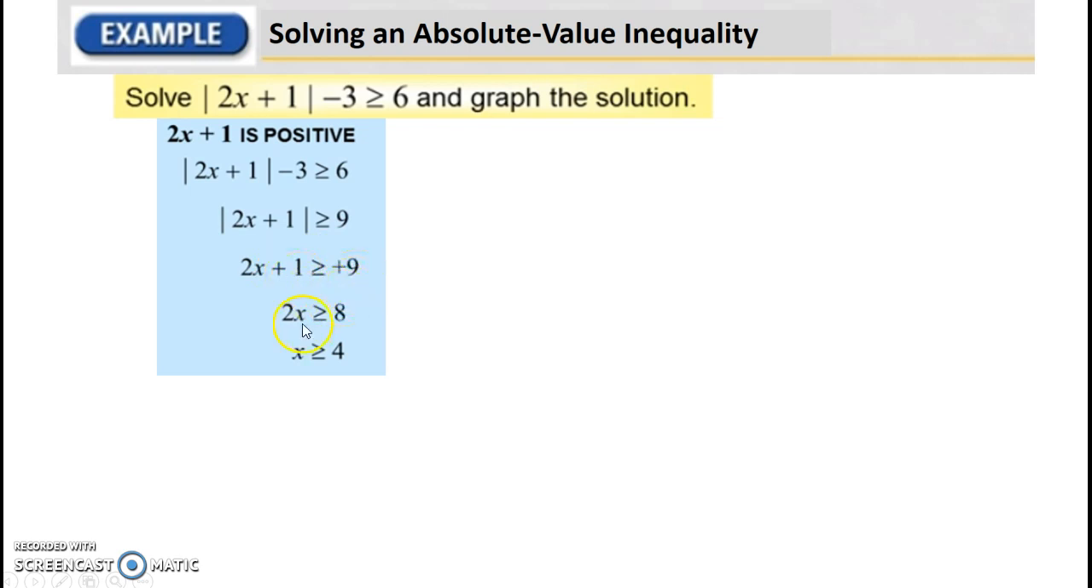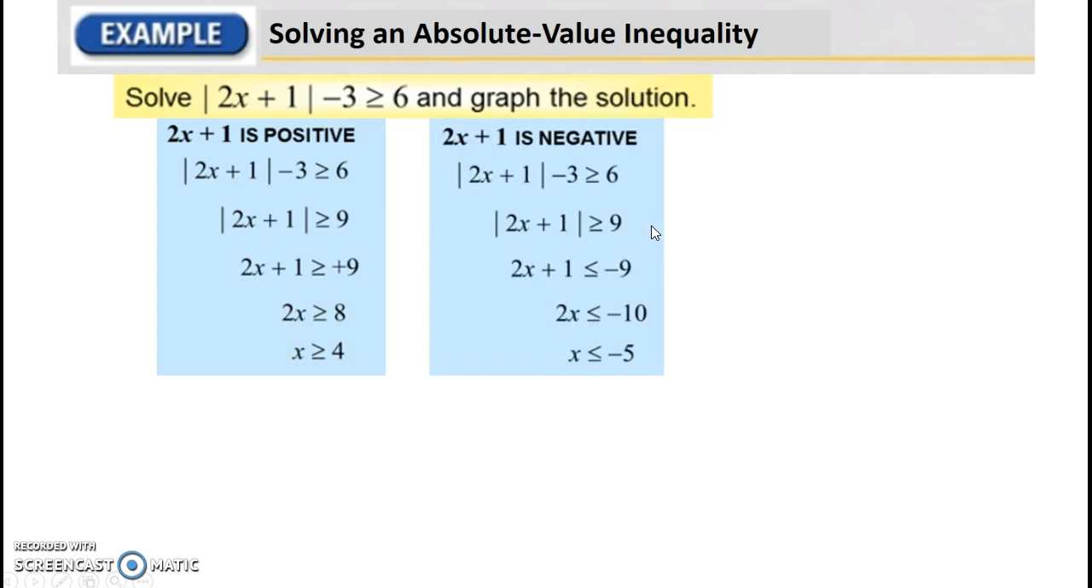We subtract 1, 2x is greater than or equal to 8, then we divide by 2, so x is greater than or equal to 4. Now let's look at the negative side. You'll still have to isolate the absolute value bars, so you'll add 3 to both sides, then you'll have absolute value 2x plus 1 is greater than or equal to 9. At this point, you do want to set it to the negative value, and so you are going to have to reverse the inequality symbol.